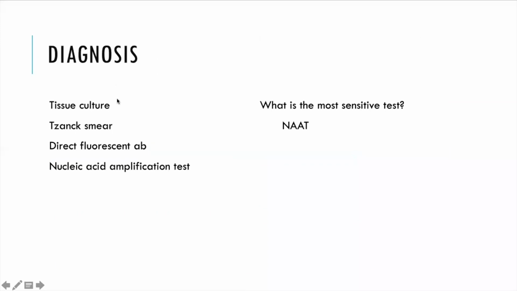Diagnosis is usually by tissue culture. You can do a Tzanck smear, direct fluorescent antibody testing, or nucleic acid amplification test. And what is the most sensitive? The most sensitive test is the nucleic acid amplification test.